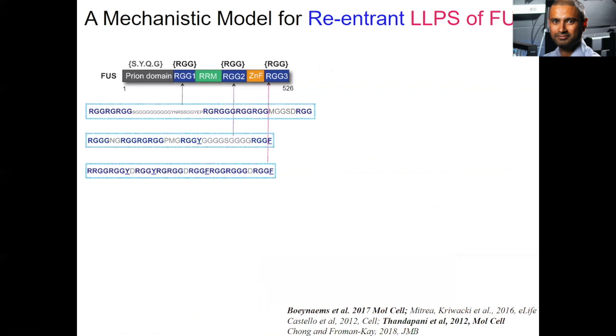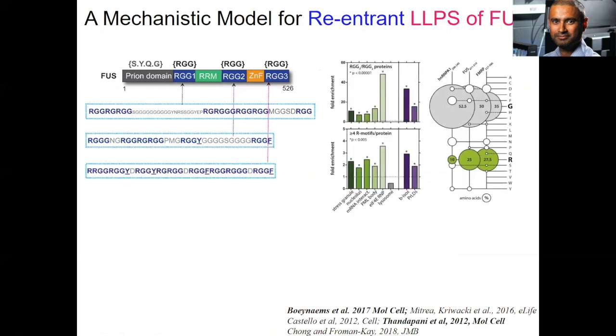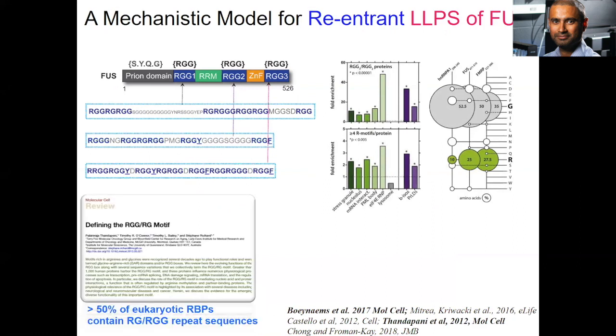To understand the mechanistic behavior here, we wanted a model system, a simplified model system. So we looked at the part of the protein which binds to RNA and has this multivalent arginine glycine rich motif. The reason we looked at the arginine glycine rich motif is because the RG repeats are not only present in FUS, but in many eukaryotic RNA binding proteins, such as other hnRNPs. In fact, 50% of eukaryotic RNA binding proteins include these RG-RGG repeat sequences. So that's from the functional perspective.